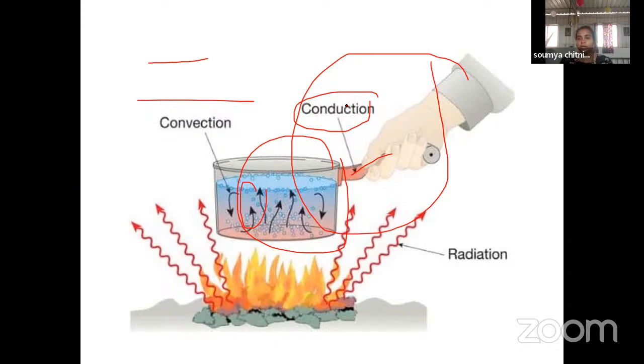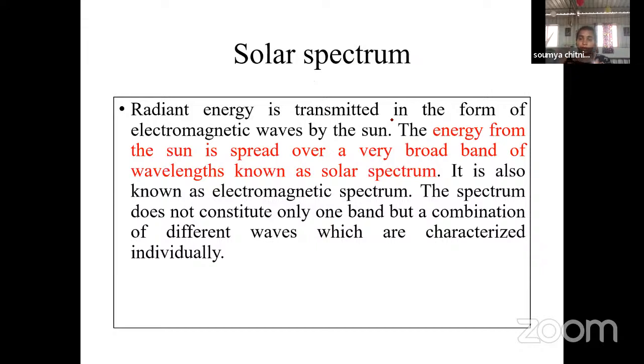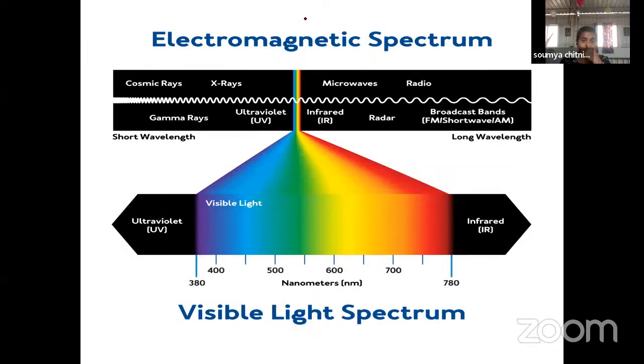Okay, when it comes to solar radiation, we are talking about radiation and not about convection or conduction here. When it comes as electromagnetic radiation, they usually come in terms of bands. This broad band of wavelengths is called the solar spectrum, also called the electromagnetic spectrum. It does not constitute only one band, it has multiple bands, right? You might know about gamma rays, UV rays, visible light, infrared. That is the solar spectrum I'm talking about.